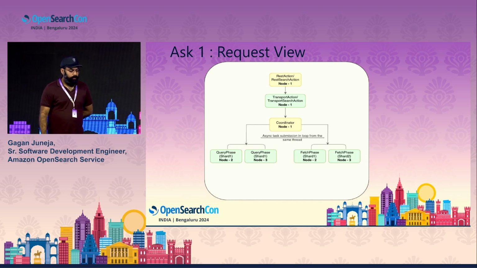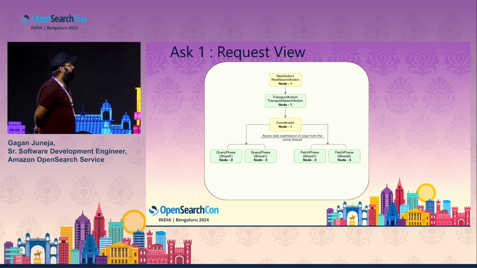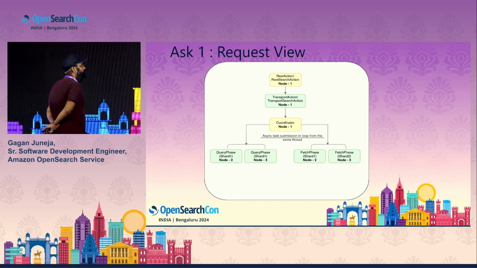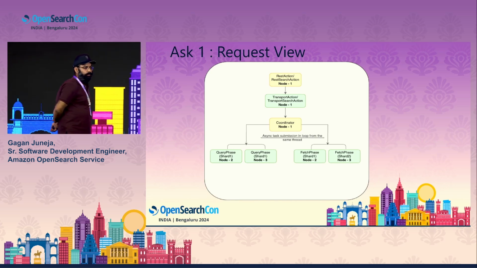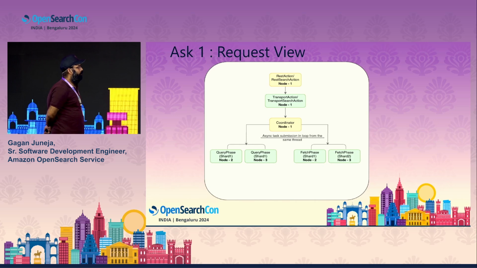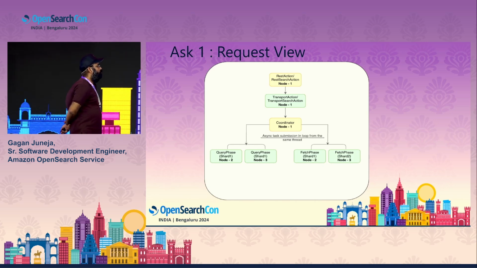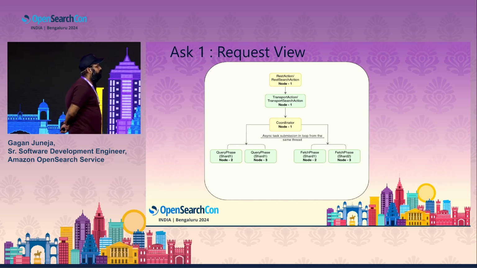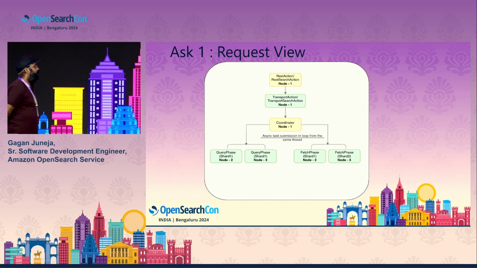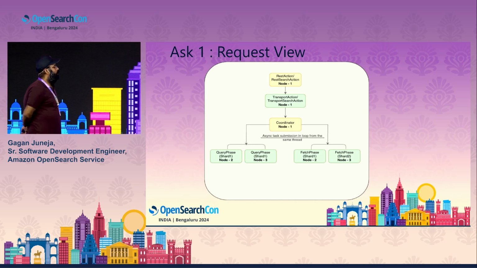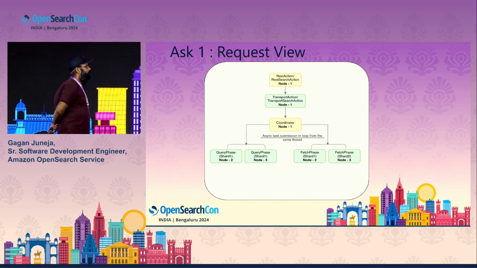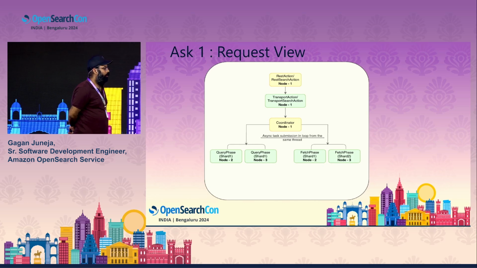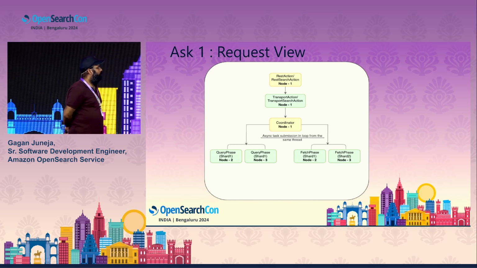So this is a very basic ask. This is the request journey of a typical search request in OpenSearch, where the request lands on the network layer, then it gets converted to a REST action. It goes to the transport search action because it's a search request, and goes to the coordinator node. From there, it gets distributed to the corresponding shards sitting on different nodes.